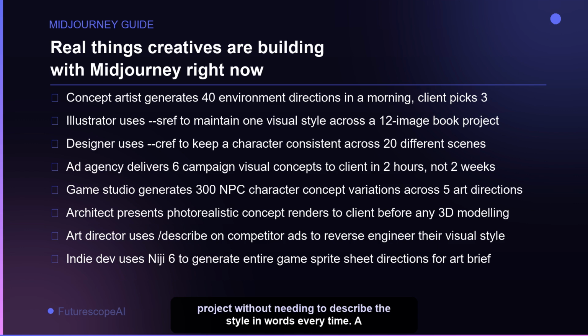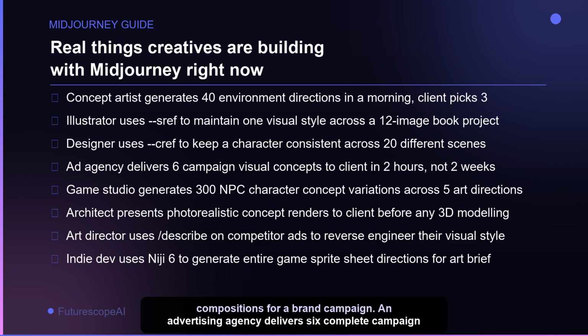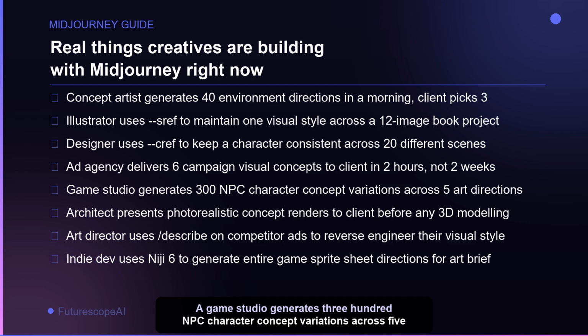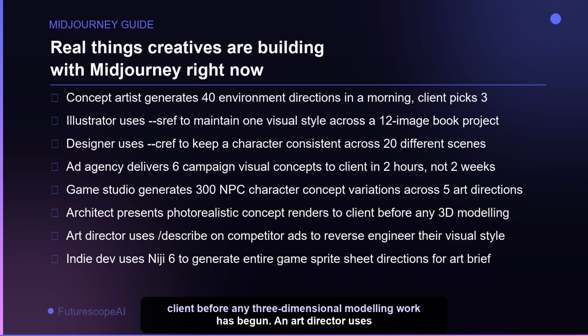A designer uses cref to keep a specific character's face and figure consistent across 20 different scenes, outfits, and compositions for a brand campaign. An advertising agency delivers 6 complete campaign visual concepts to a client in 2 hours instead of 2 weeks. A game studio generates 300 NPC character concept variations across 5 distinct art directions to brief the character art team. An architect presents fully photorealistic concept renders to a client before any 3-dimensional modeling work has begun.